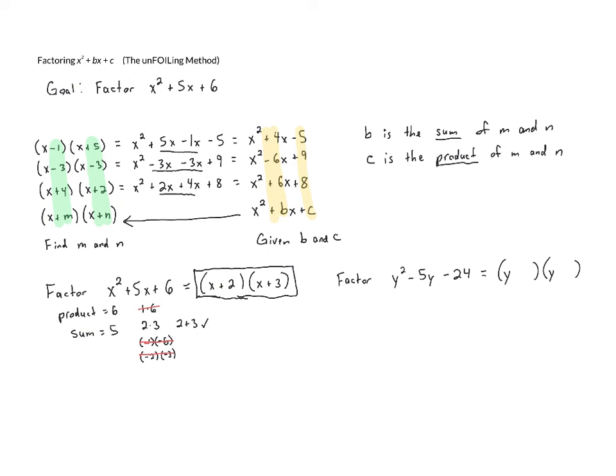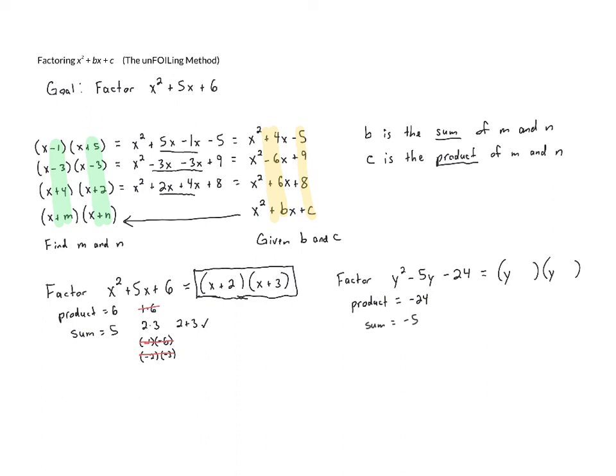But we have two clues. We know the product is going to be the constant term, which in this case is negative 24. So we're looking for two numbers that have a product of negative 24. And the sum is always the value of b. In this case, that's negative 5. That's always the coefficient on the x term, or in this case, the y term. So we need two numbers that have a product of negative 24 and a sum of negative 5.